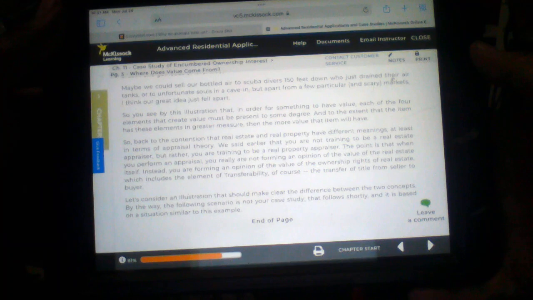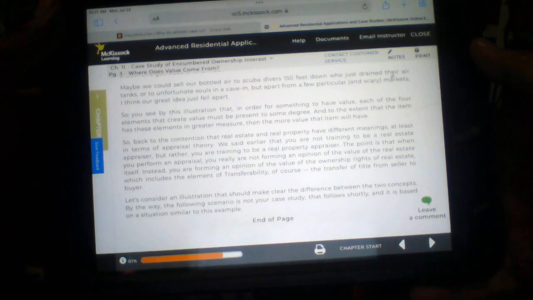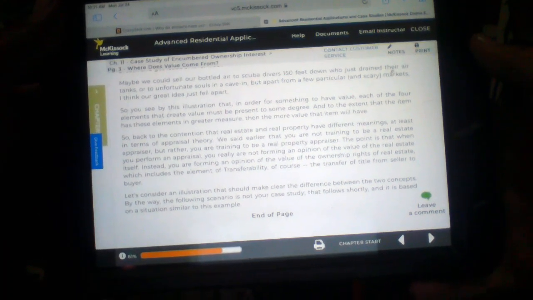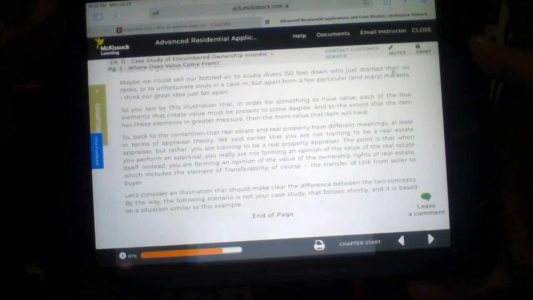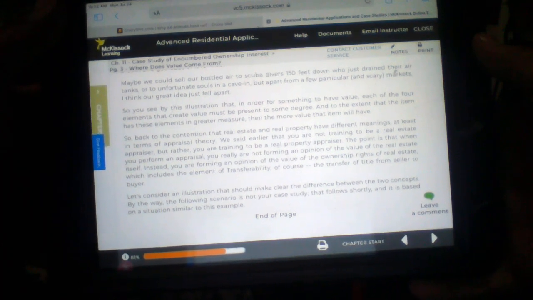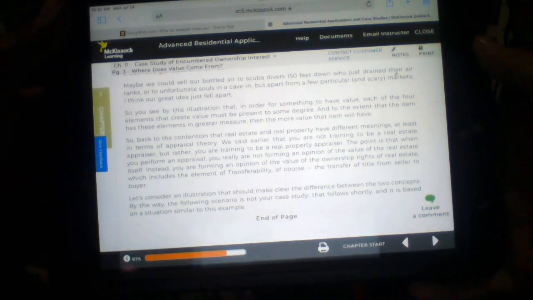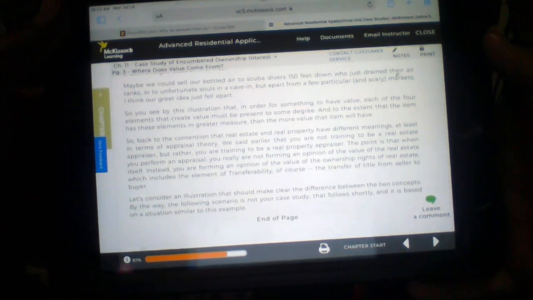So you see by this illustration that in order for something to have value, each of the 4 elements that creates value must be present to some degree. And to the extent that the item has these elements in greater measure, the more value that item will have. Back to the contention that real estate and real property have different meanings, at least in terms of appraisal theory. We said earlier that you are not training to be a real estate appraiser, but rather you are training to be a real property appraiser.